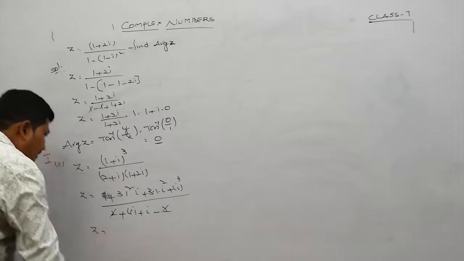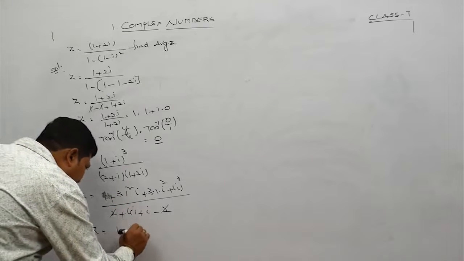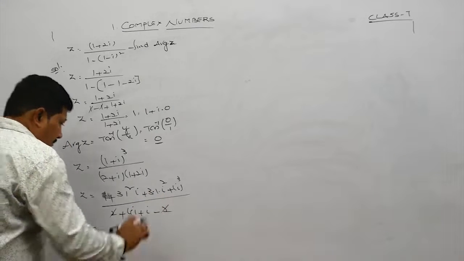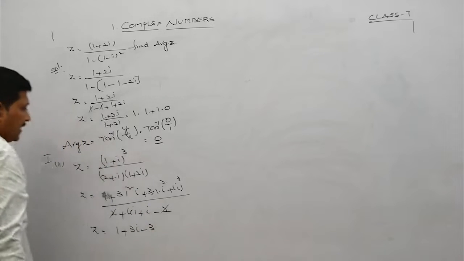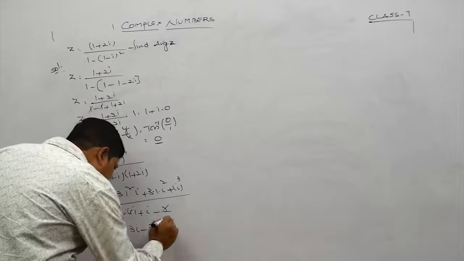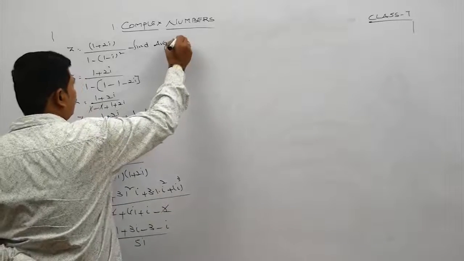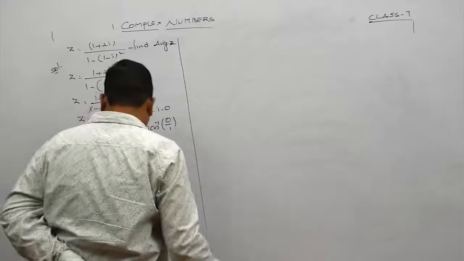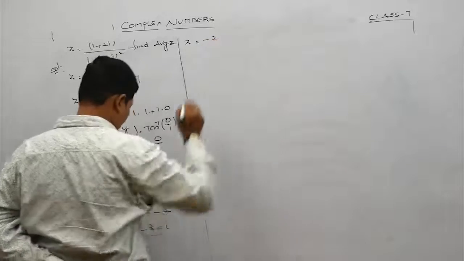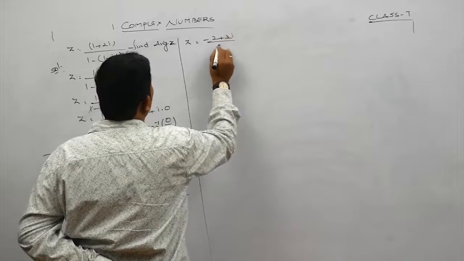z is equal to here 1 plus 1 square, that is 1, so 3i, here i square is equal to minus 1, minus 1 into 3 is minus 3, again i cube, i into i square is equal to minus 1 into i, minus i, by, so 4i plus i is equal to 5i. z is equal to, here 1 minus 3 is minus 2, 3i minus i plus 2i, by 5i.